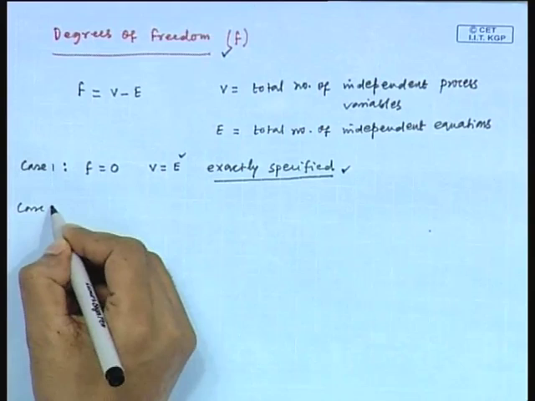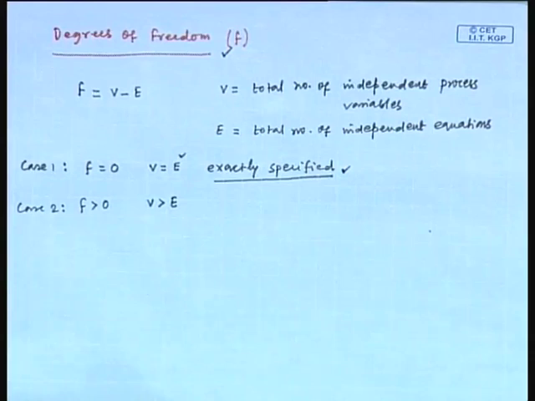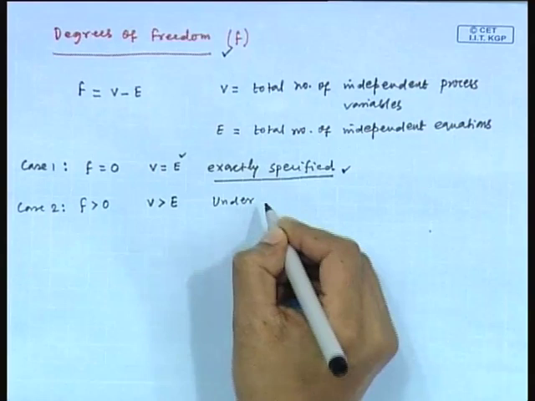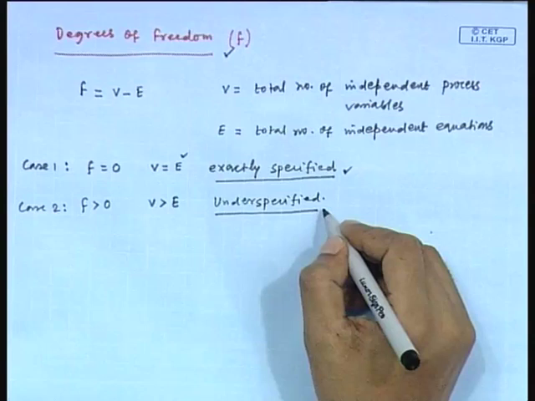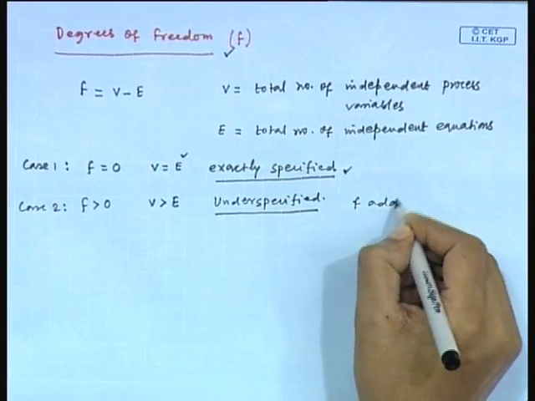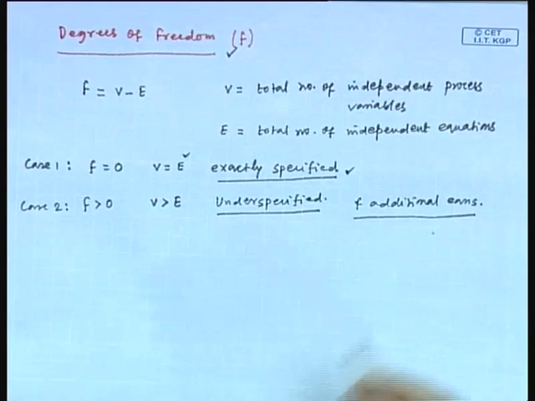In the second case, we consider F greater than 0. That means V is greater than E. In this case, the system is called underspecified. How can we make it an exactly specified system? By the inclusion of F additional equations. To make the underspecified system exactly specified, we need F additional equations. Then we can get the solution of the modeling equations.